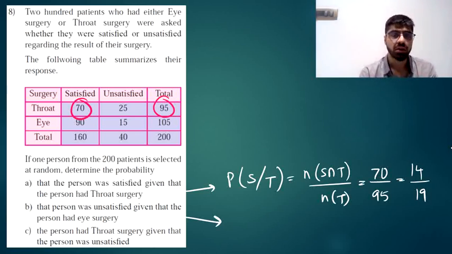Go ahead with the B part. The B part says: probability that the person was unsatisfied.